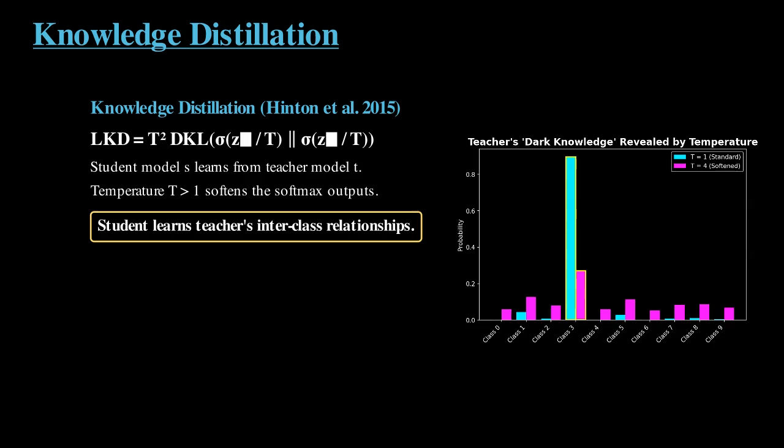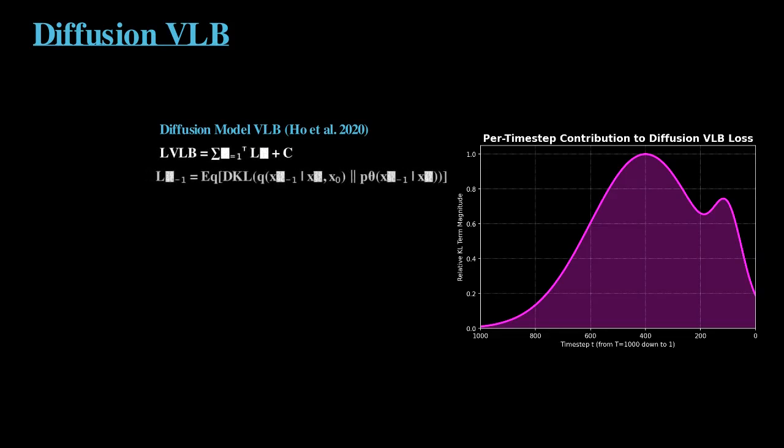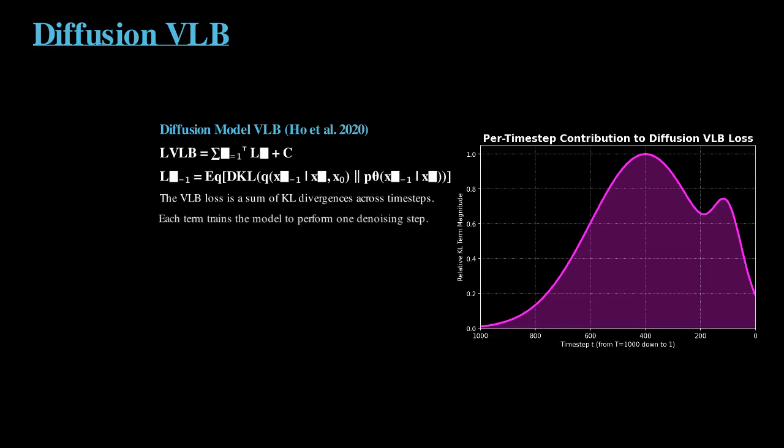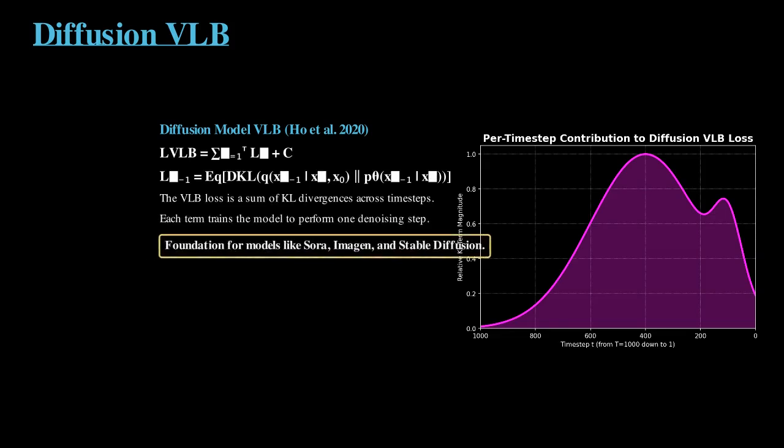Finally, we arrive at modern generative models like denoising diffusion probabilistic models, or DDPMs. The entire training objective for these models, the variational lower bound, or VLB, elegantly decomposes into a sum of KL divergence terms, one for each time step in the reverse diffusion process. At each step t, the model learns a distribution p theta of x sub t minus 1 given x sub t. This is trained to match the true, but intractable, posterior distribution q. The loss for that step is the KL divergence between these two.